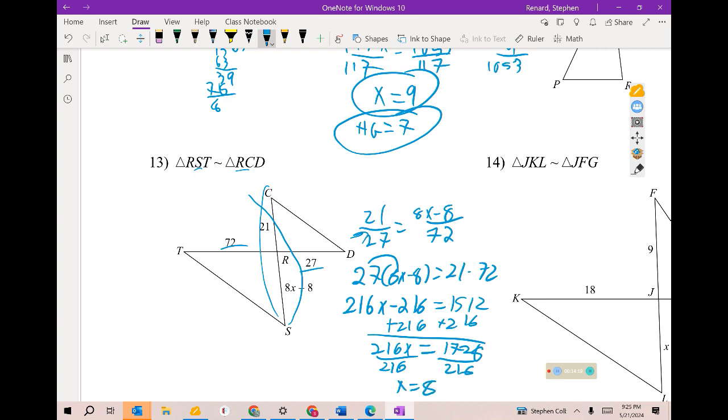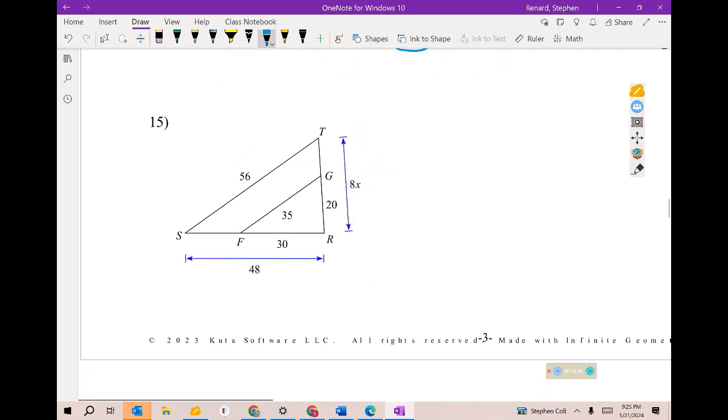Okay, so x equals 8, but remember we're not done yet. So we got to plug an 8 in there. 8 times 8 is 64. Minus 8 is 56. So we know RS equals 56. And those are our answers. On to 15.